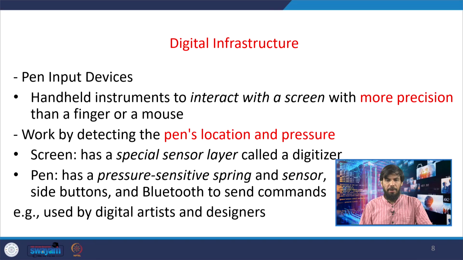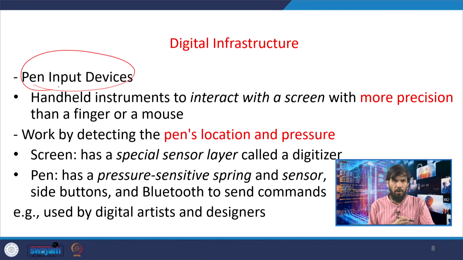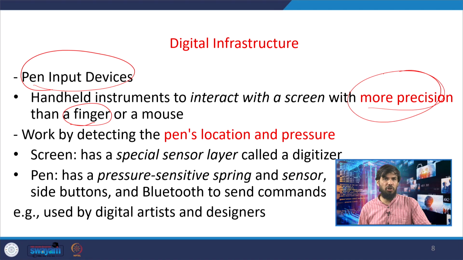Moving on, the next one is pen input devices. While we talked about the screen, if we do not use pen input devices, how do we interact with the screen? We will be using fingers, or a mouse is another mechanism. We can count finger, right. But if we want more precise interaction with the touch sensitive screen, then pen input devices would be the instruments that we can think of using.